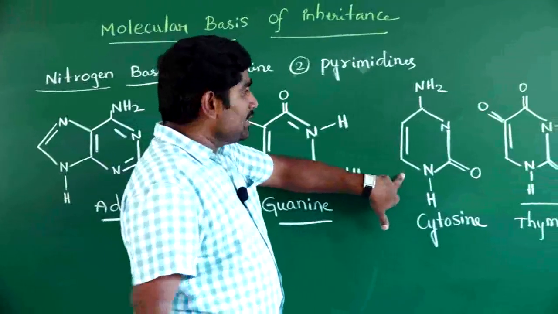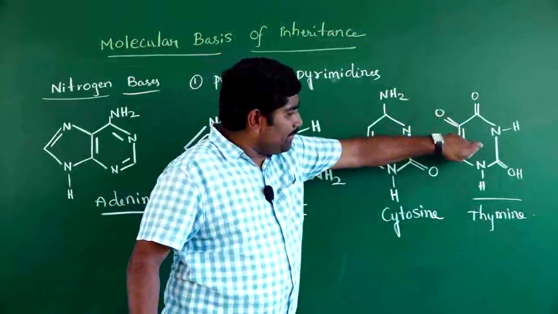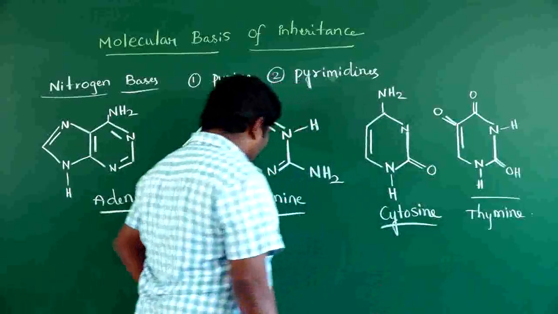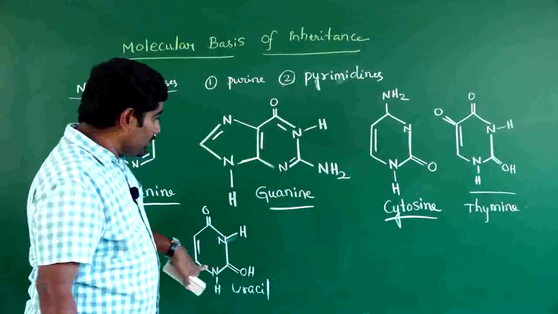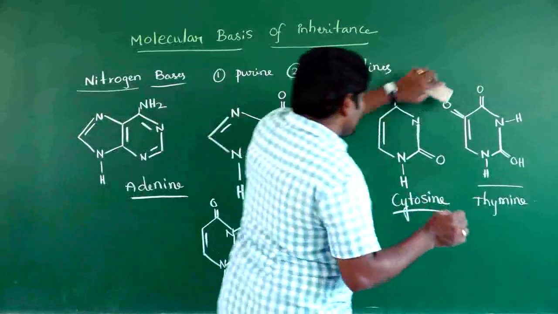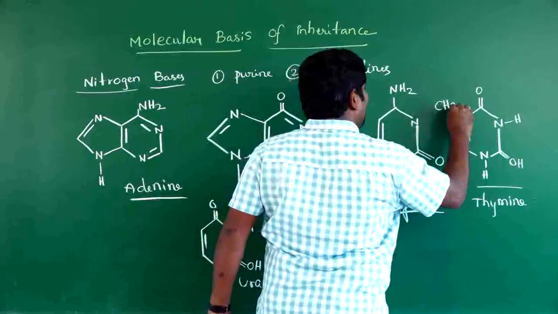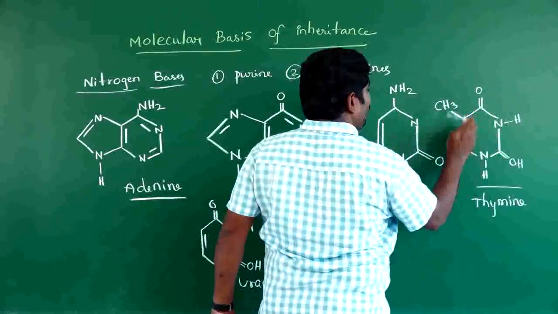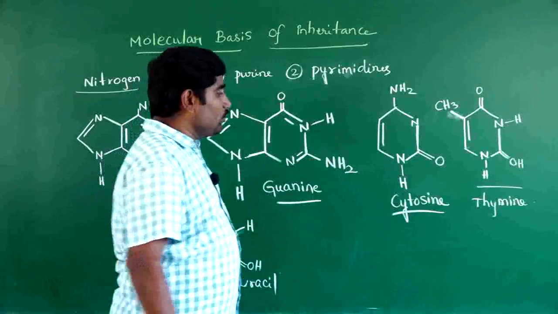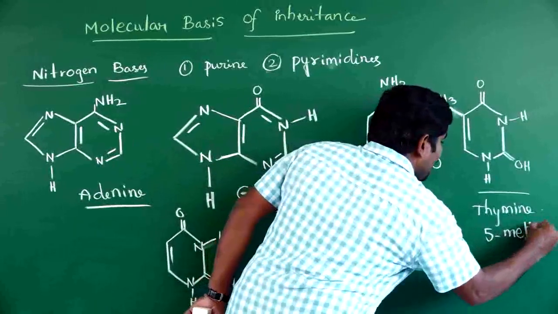Next, cytosine. Cytosine is made up of only one heterocyclic ring, and this is thymine. So cytosine and thymine. Now let us see thymine and uracil. Thymine and uracil both have the same type of structure, but there is one difference: in the case of thymine, CH3 is present at the fifth carbon. This is 1, 2, 3, 4, 5. At the fifth carbon, a methyl group is present. So thymine is called 5-methyl uracil.